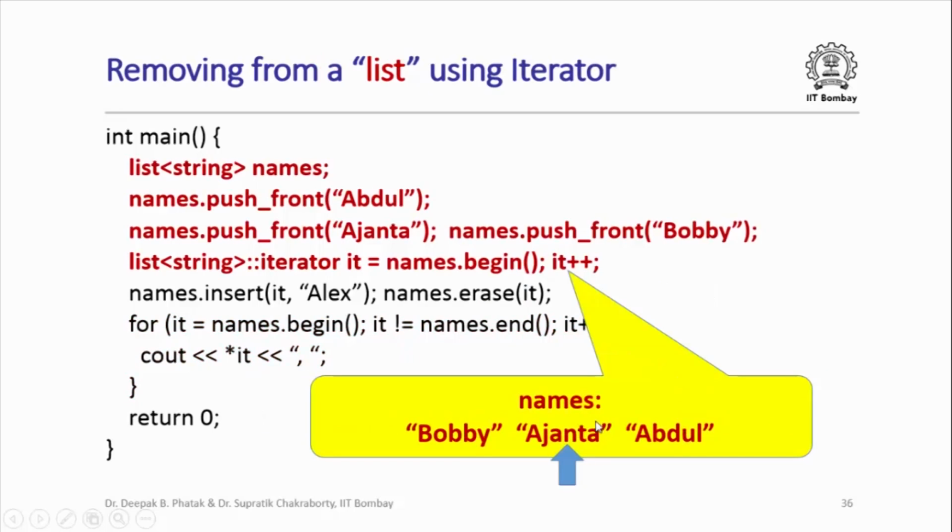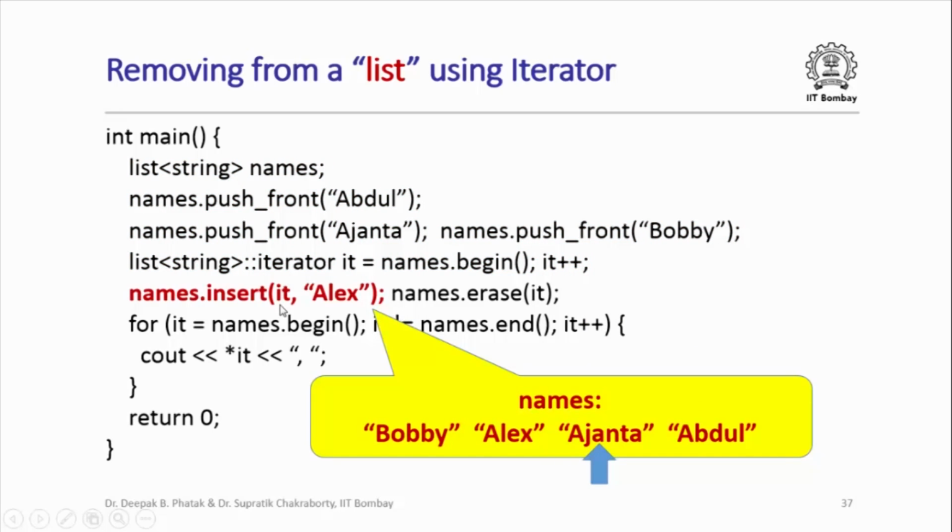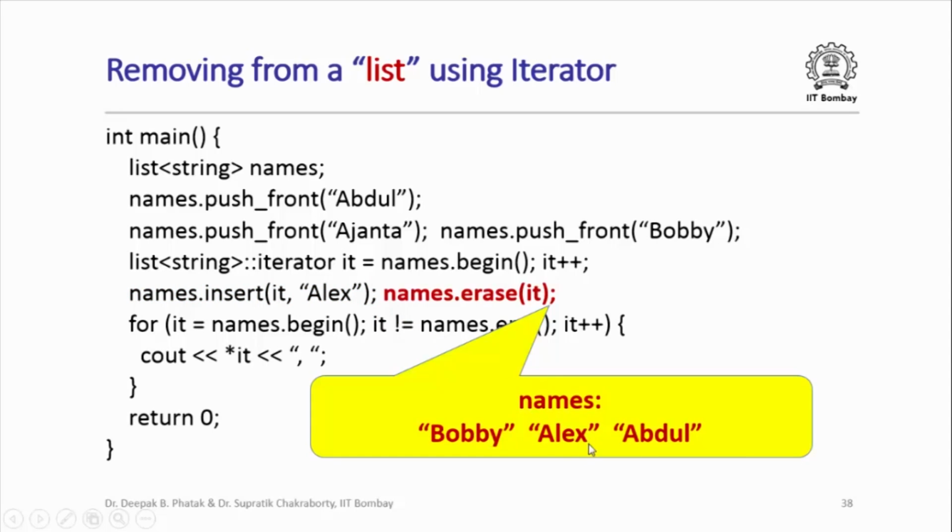I could also remove an element from a list using an iterator. So once again, this part of the code shown in brown basically creates this list, and IT is now pointing to Ajanta. And then I say names.insert IT Alex. So Alex gets inserted just prior to Ajanta. IT is still pointing to Ajanta. And now when I say names.erase IT, Ajanta is erased from the list. This is a deletion of an element from the list.